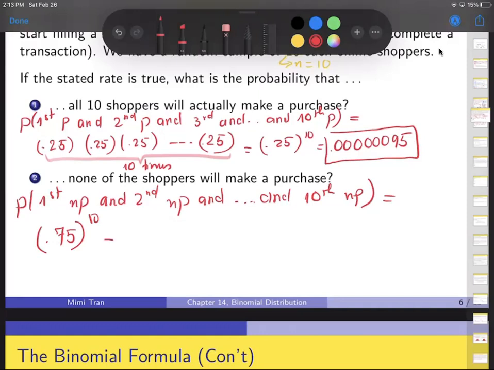And then you can work it out. Let's see, 0.75 to the 10th power is 0.0563. I'm just gonna choose 4 decimal places. So it's a little bit less rare, right? The probability of all 10 people not making a purchase is roughly 5.6%, about 6%.